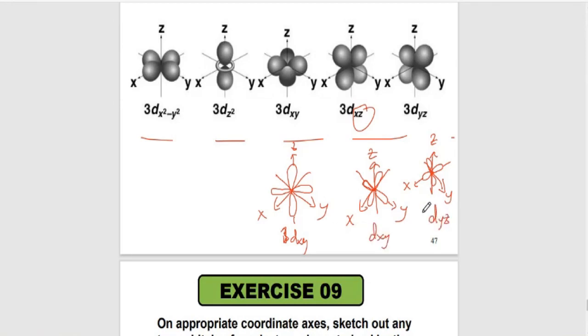Kalau you tahu n dia, label n dia. N dia maksudnya ni lah, 3 lah. Kalau 3, 3, 4, 4 lah. Okay, Z square tak payah kot. Z square you just bulat tengah-tengah, kemudian lukiskan satu cincin kat tengah.